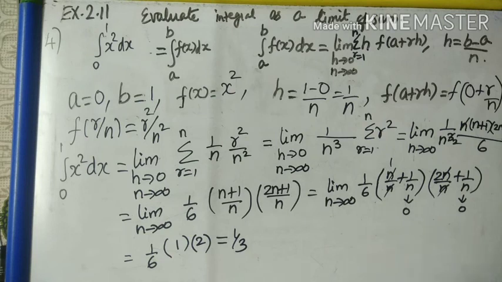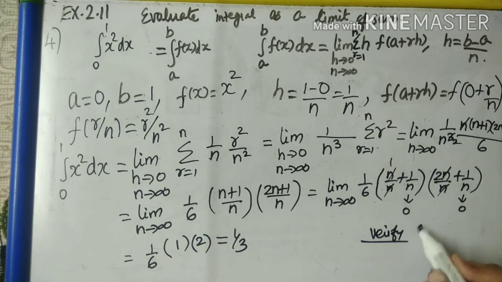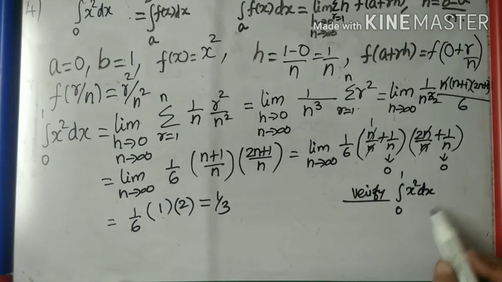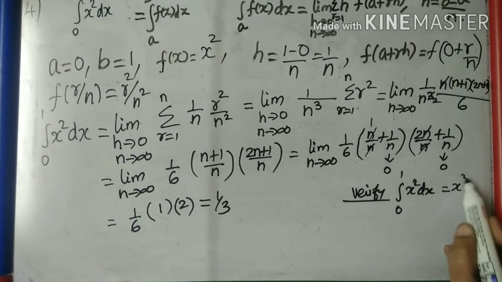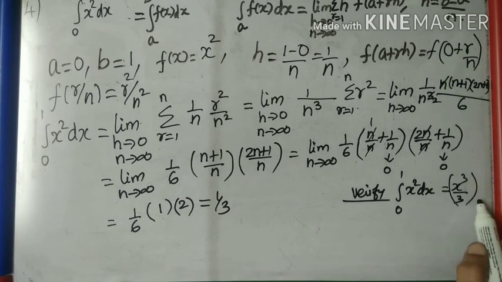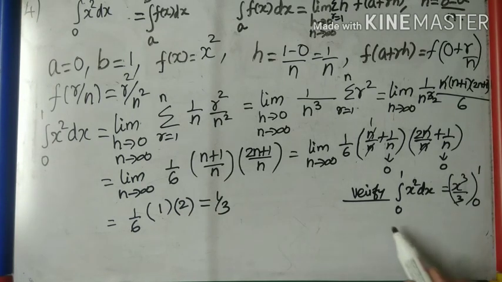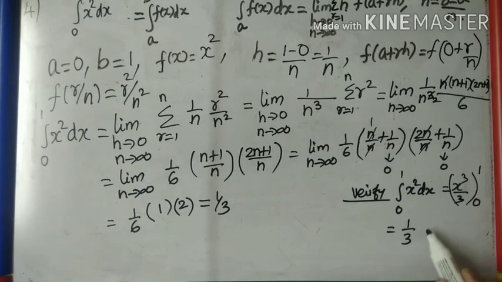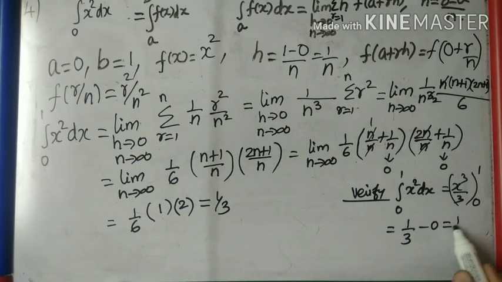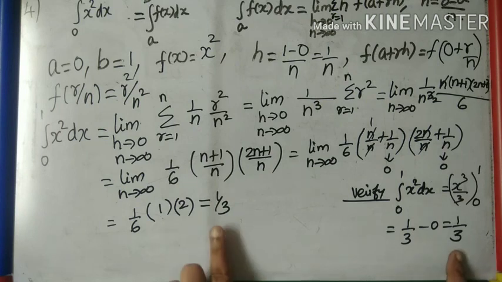We need to verify. So verify with the integral. The question is 0 to 1 x square dx. How to write 0 to 1 x square dx? It is x cube by 3. Ordinary integral formula, 0 to 1. Upper limit 1 by 3. Lower limit 0, which reduces to 1 by 3. So I am able to show the integral answer and limit of sum both are equal.